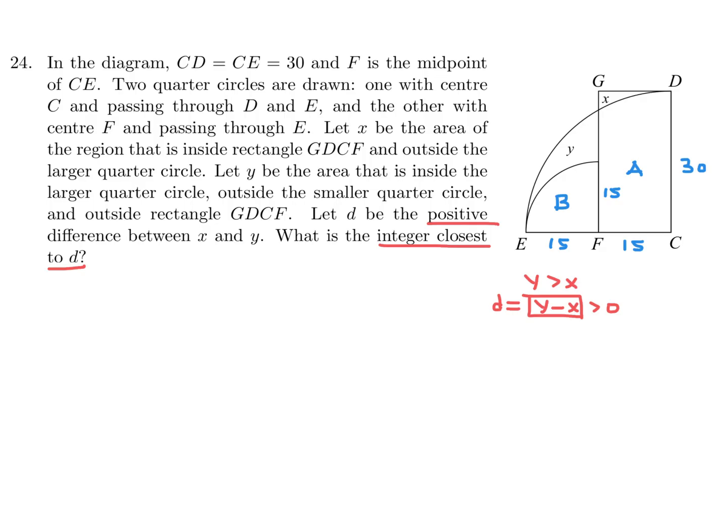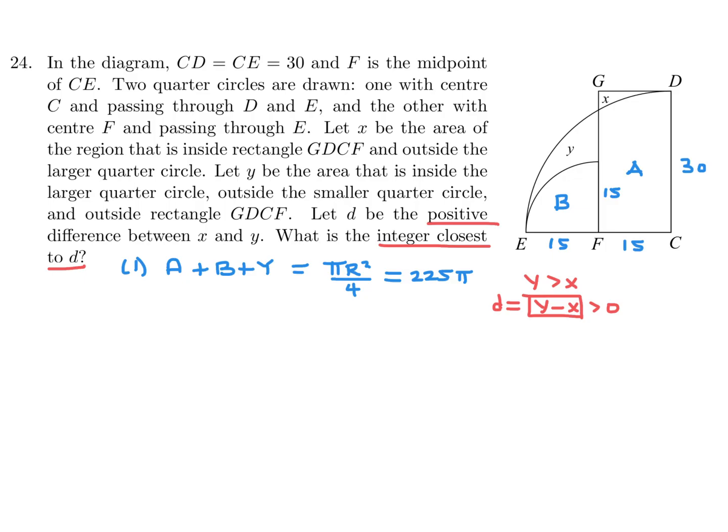Okay, so now let's talk about this. The big quarter circle, that looks to me like it's A plus B plus Y. And therefore that would be pi r squared divided by 4, because it's a quarter circle. And r for the big one is 30, correct? So that would be 900 divided by 4, which is 225. Yeah. So let's call that equation 1. A plus B plus Y is 225 pi.